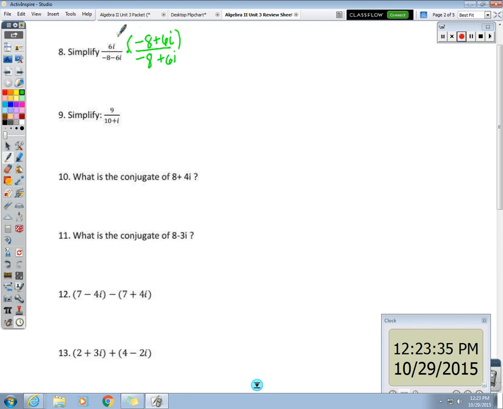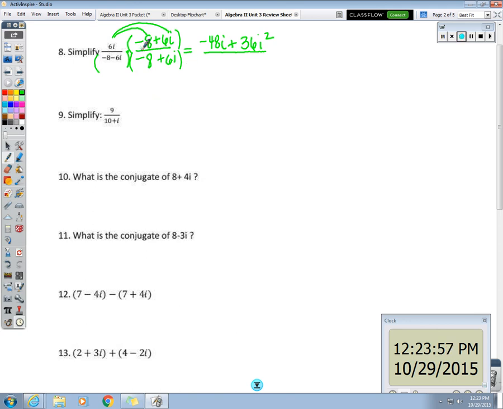Now when you go to multiply that, what method do you use in the numerator? Distribute. 6i times negative 8 is negative 48i, and 6i times 6i is 36i squared, right. Okay, now let's go and do the bottom. What method do you have to use to multiply the bottom? FOIL.